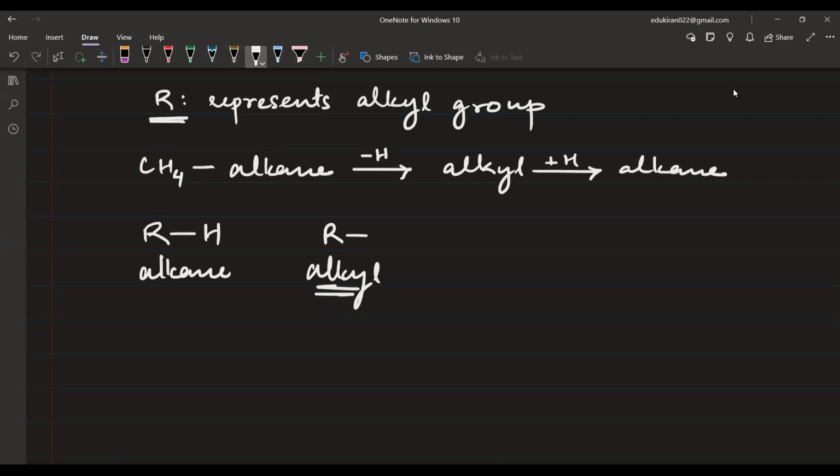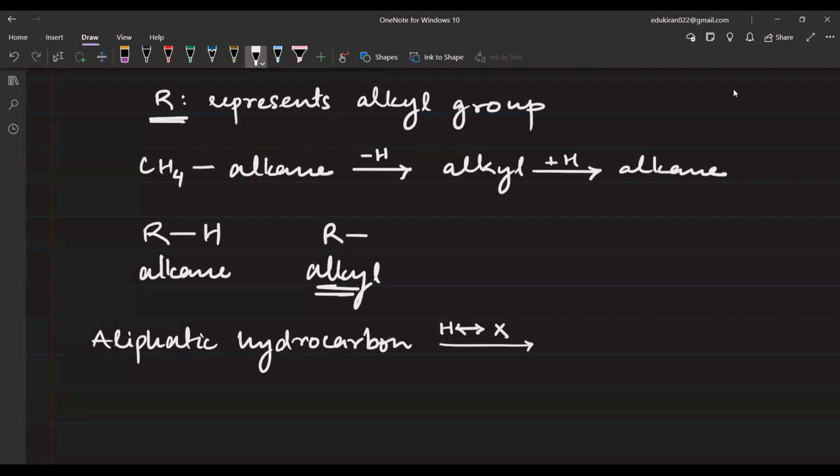Okay, so if we have any aliphatic hydrocarbon, and we exchange the hydrogen with halogen. So if I have RH, this is an aliphatic hydrocarbon, and I'm going to replace this hydrogen with halogen, then I'm going to get haloalkane. It's the basic structure of haloalkane, RX.